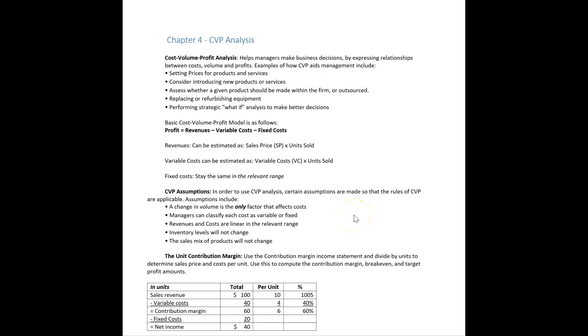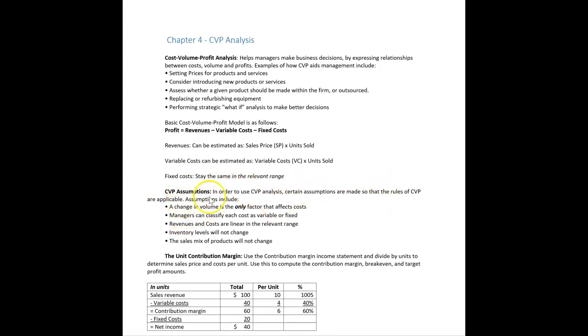Okay, one of the things that you're going to want to be aware of are some of the CVP assumptions or limitations, okay, to the model. That nothing's perfect, okay? That's the one thing about accounting as a major. It makes you think that everything ties out and that it's a black and white field, and it really isn't. It's anything but black and white. It's really very gray, okay?